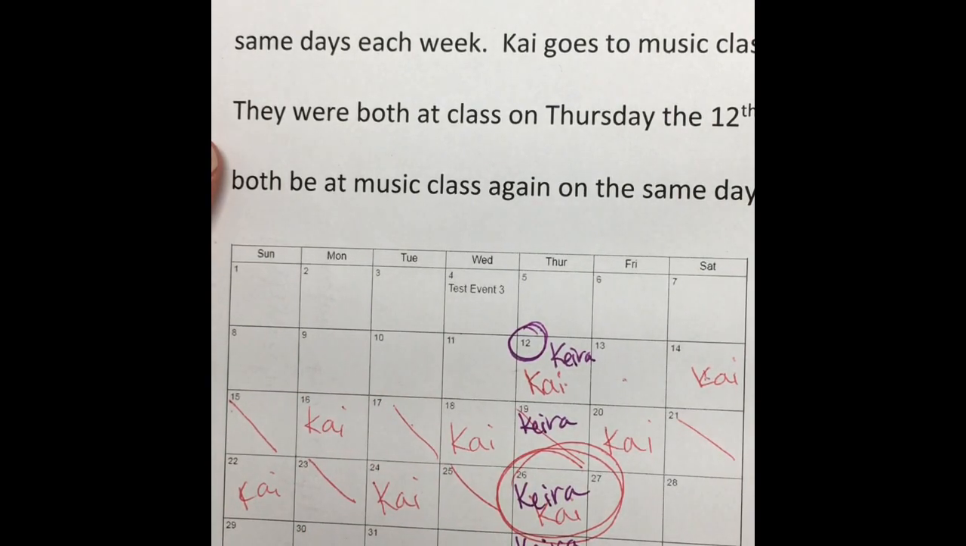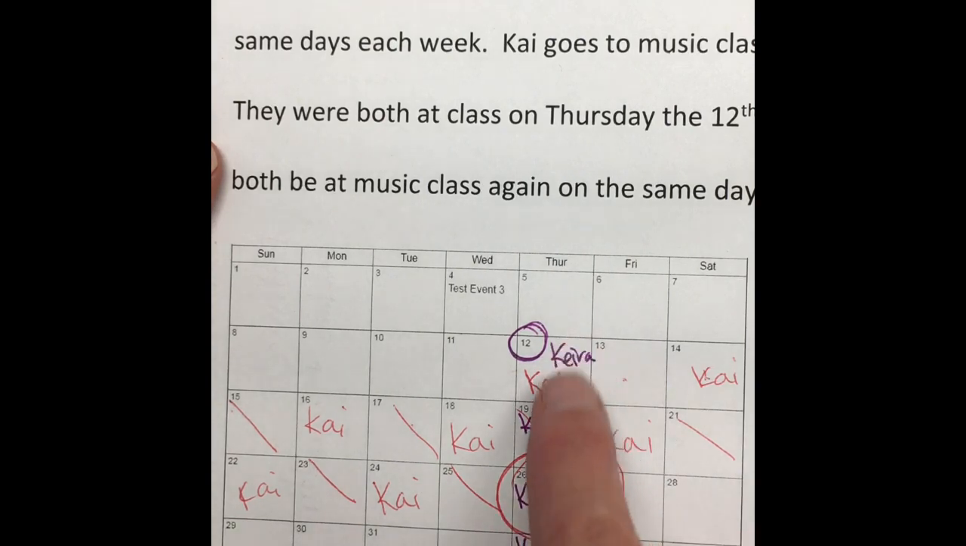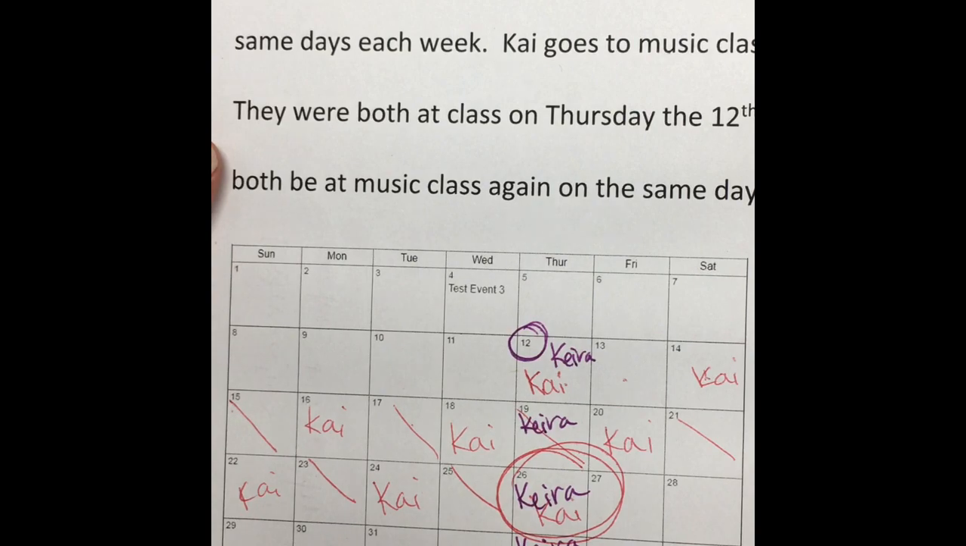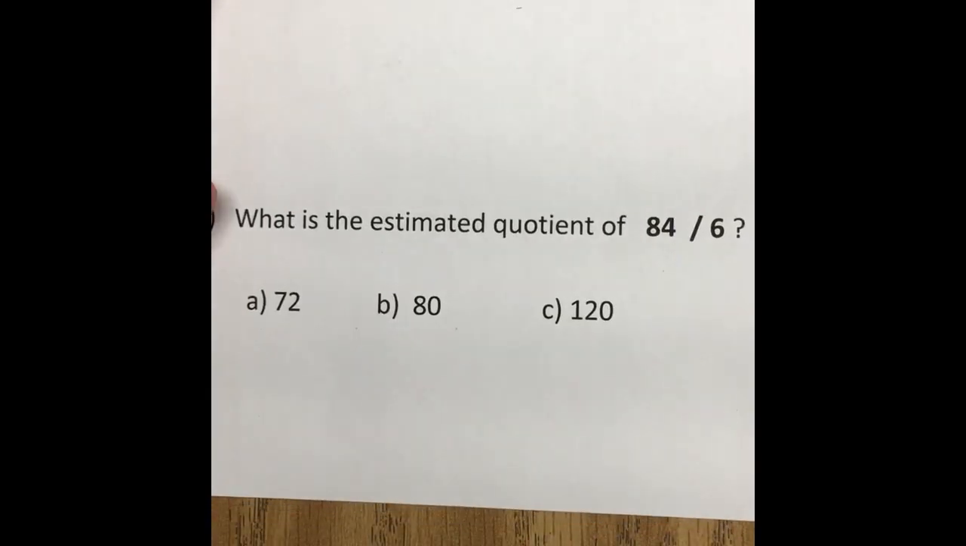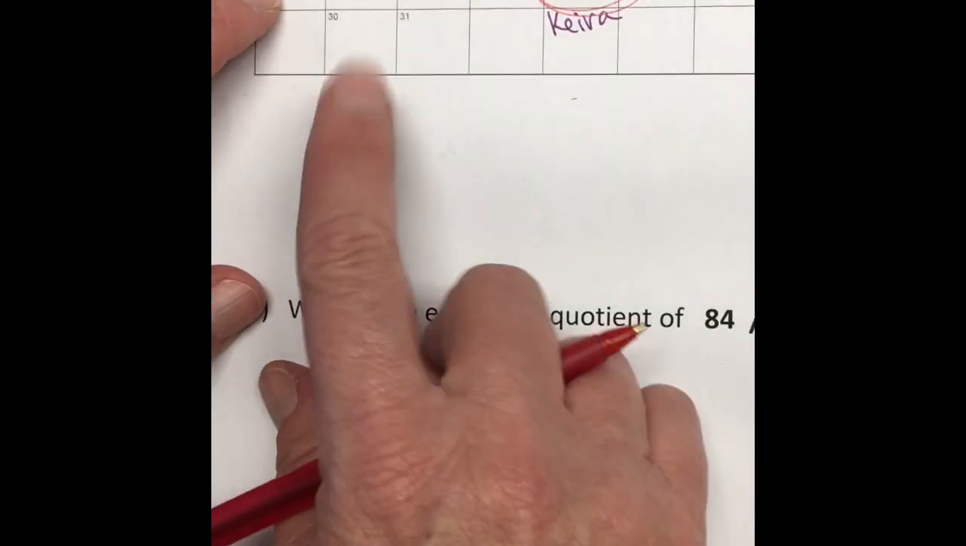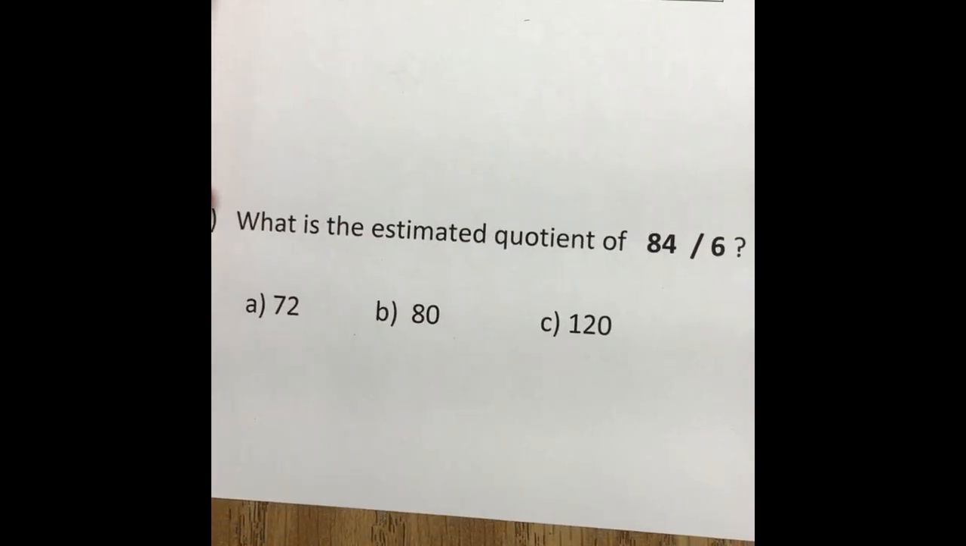Another way would be to look at the multiples, right? If Kira goes every 7 days, you could do it that way. Whereas if Kai goes every other day, that would be every 2 days, right? So you'd have to see how long till they meet up again. But having a calendar makes it really easy to draw it out like that.